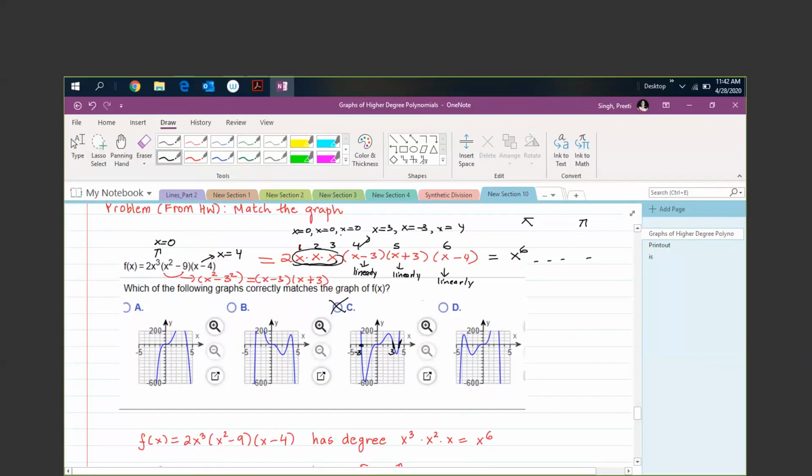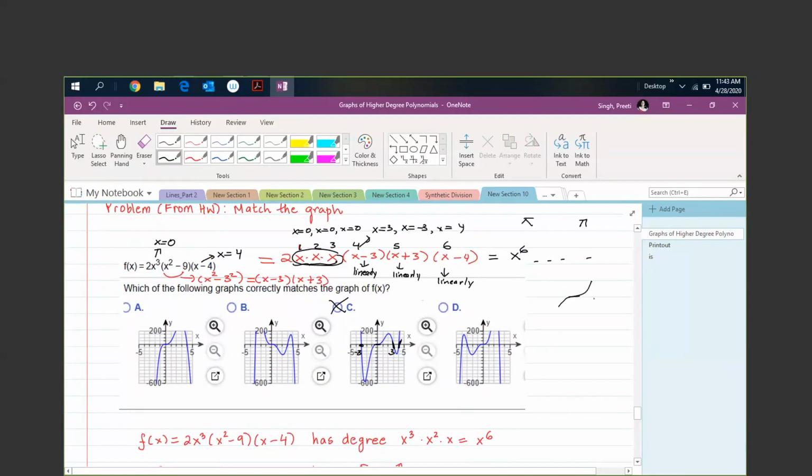But x equals 0 is repeated not one time, not two times, but three times. So if x equals 0 is repeated three times, the graph is going to behave like a cubic function at 0. So it's going to cross 0 like this. How does your cubic function behave at 0?